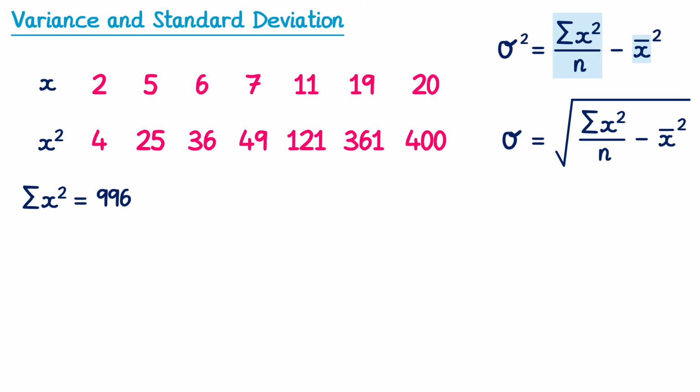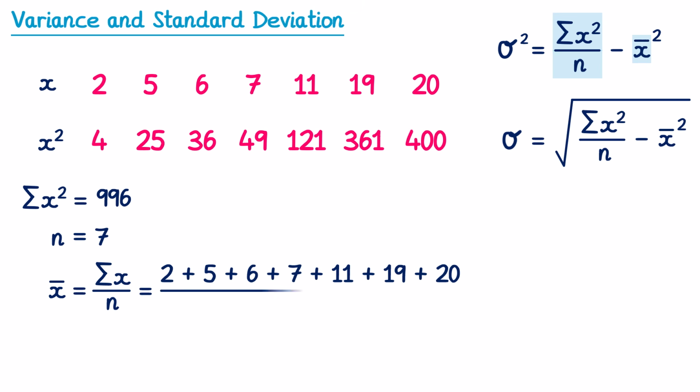Then moving on to n, that's just how many data values you have, and you can count 7. Then we need x bar, which is the sum of x over n. So this time we need to add up all of the x values, so not the x squared ones, and divide that by how many there are. So if we add up all of the x values, and divide this by 7, we find that x bar is equal to 10.